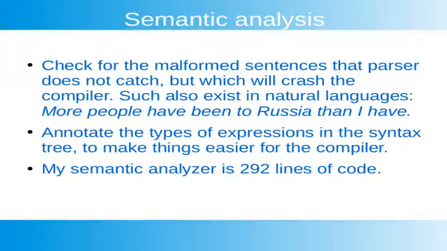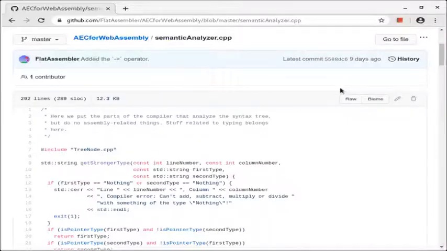Then semantic analysis also annotates the types of expressions in the syntax tree. Syntax tree is, well, the structure produced by the parser, and that makes things easier for the compiler. My semantic analyzer is 292 lines of code.